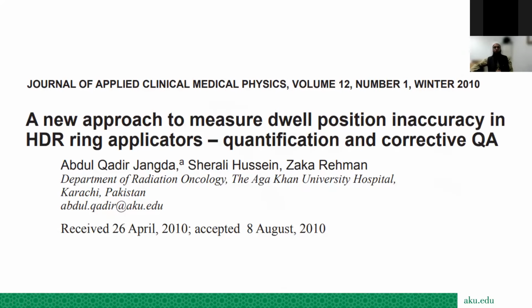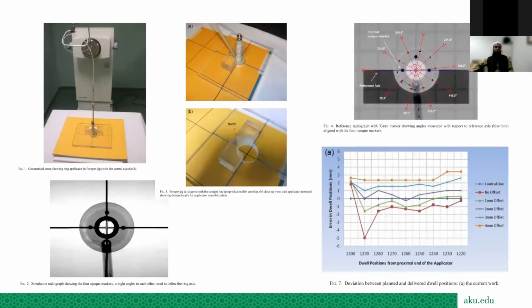This is a paper which we published in 2010, a new approach to measure dwell position inaccuracy in HDR ring applicators, quantification and corrective QA. So we published this paper and we devised a unique method to know what are the offsets required while using the ring applicators. Here you can see in the first picture that there's a small Perspex jig, which we made ourselves, which is an innovation basically. And the ring applicator is placed into this jig, and there's a notch in the jig which stops the rotation of the ring inside the jig.